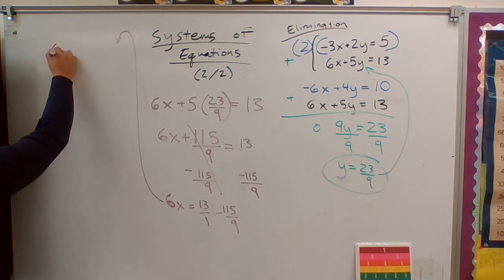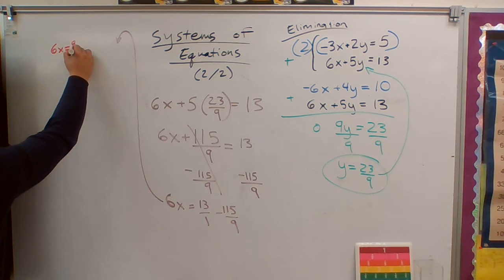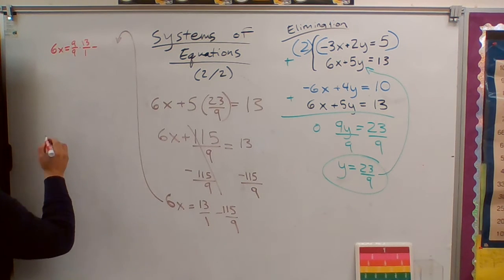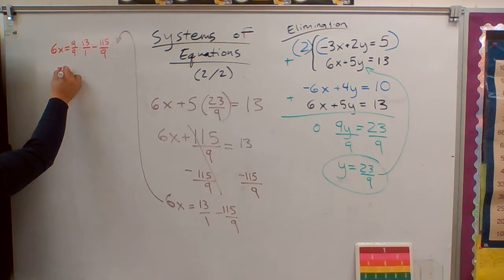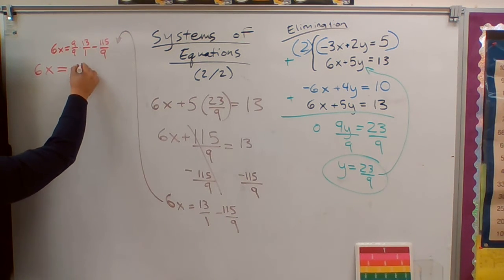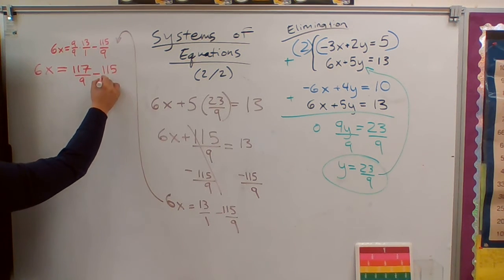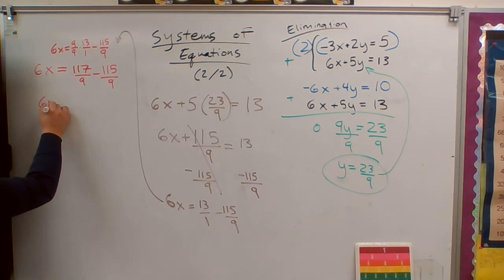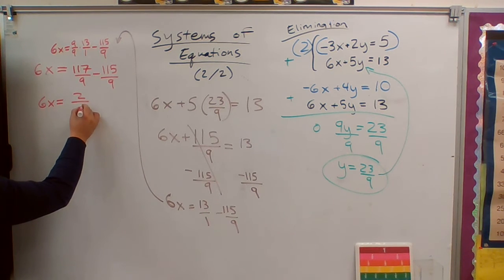So I'm going to have 6x is equal to 9 over 9 times 13 over 1 minus 115 over 9. So that's going to be 9 times 13, 117, so 117 over 9 minus 115 over 9. So 6x is going to be 2 over 9.